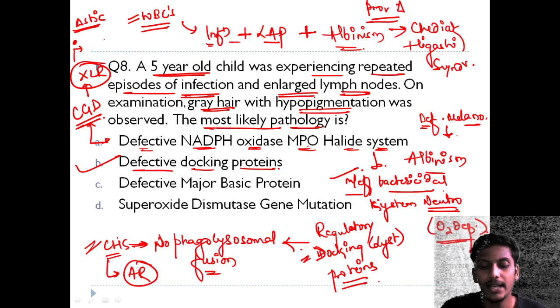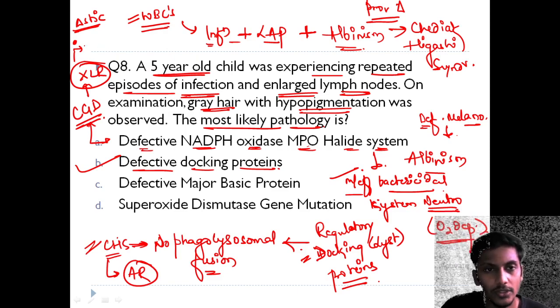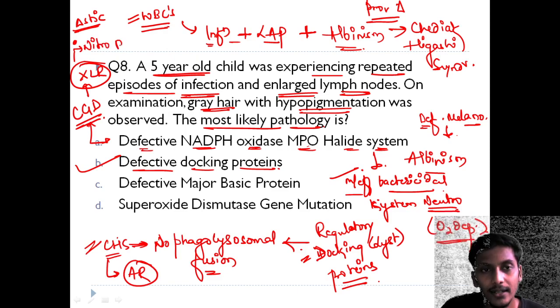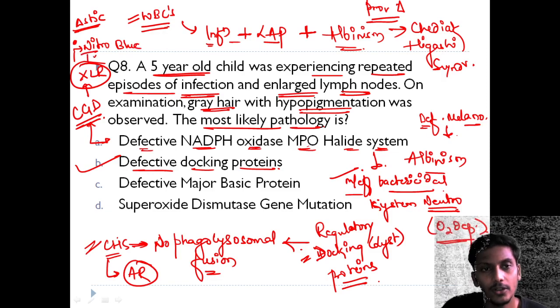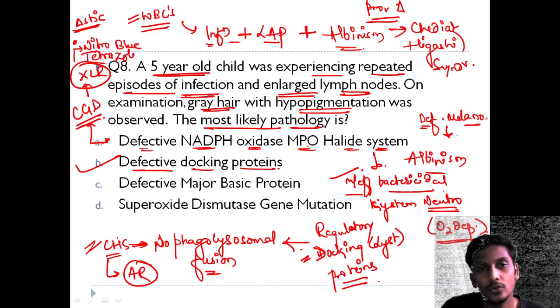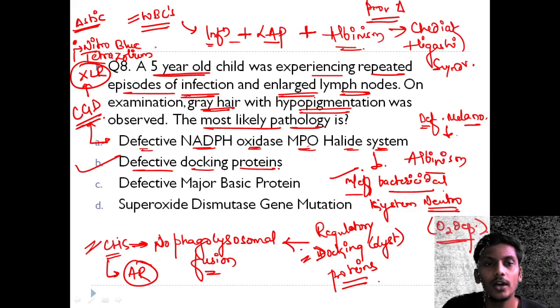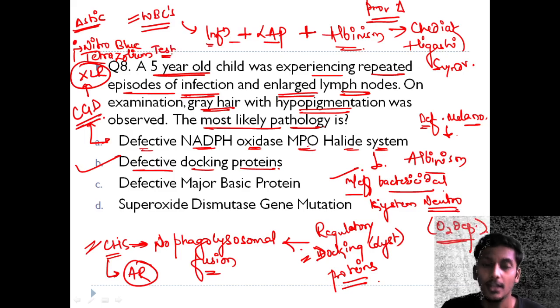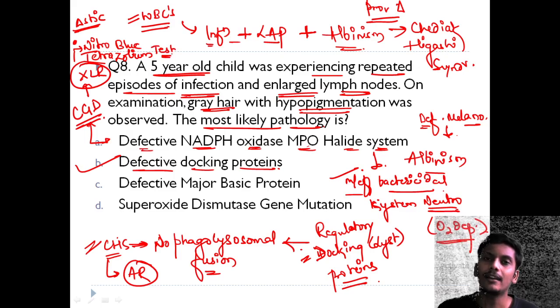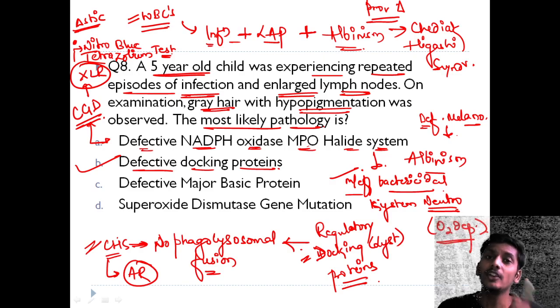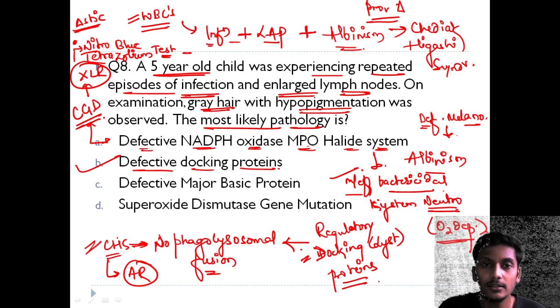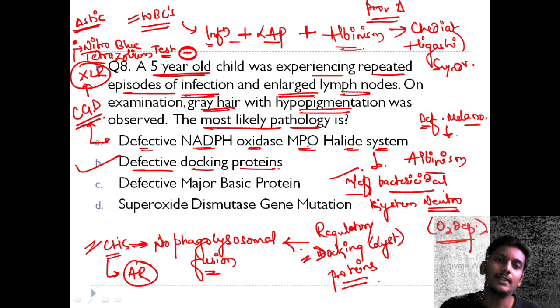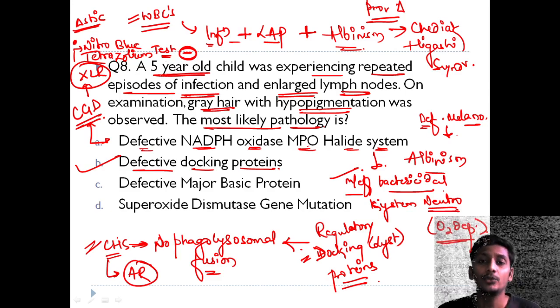So please remember guys, the diagnostic test which is usually used is known as nitroblue tetrazolium test, and it is very important. Nitroblue tetrazolium test is used for diagnosis of chronic granulomatous disease. So please remember, nitroblue tetrazolium test is positive in normal individuals, whereas in cases of chronic granulomatous disease, this nitroblue tetrazolium test would be negative.